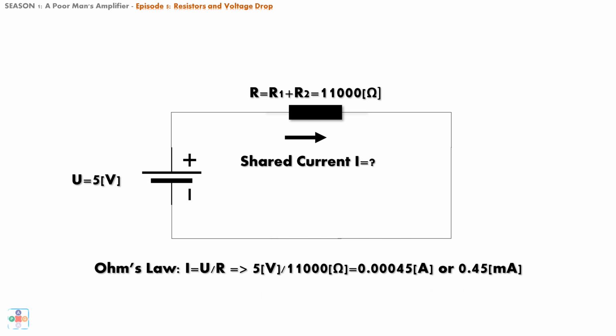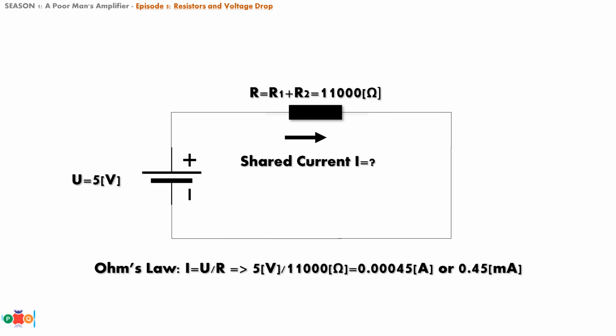So, in our case, we divide 5 volts by 11,000 ohms, and we get 0.00045 amperes, or 0.45 milliamperes. Since now we know the value of current running through the circuit, it is easy math to calculate the voltage drop over each resistor, since the value of each resistor is a known constant in the equation.